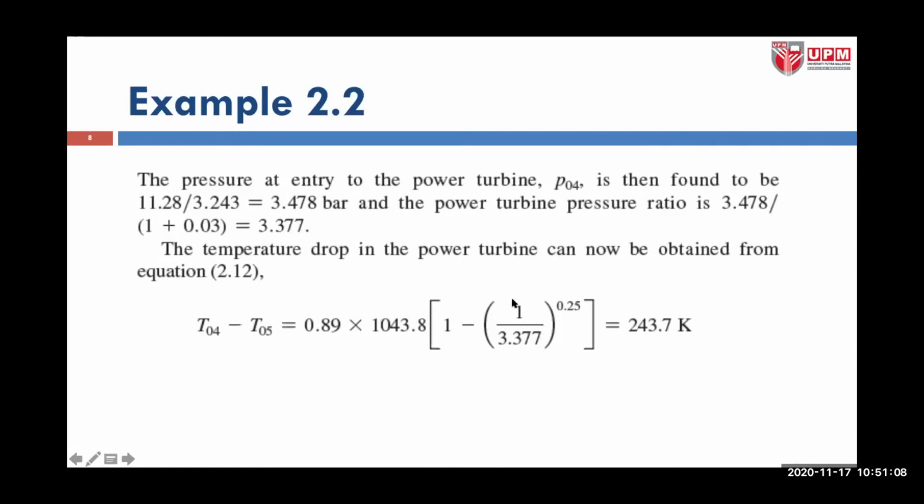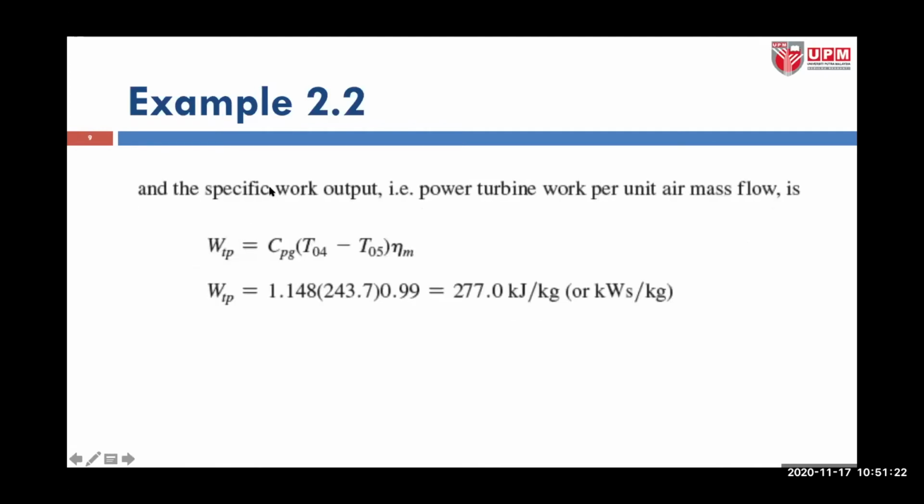The temperature drop in the power turbine can now be obtained from equation 2.12 as here, TO4 minus TO5, which is equivalent to 243.7 Kelvin, and the specific work output for the power turbine, which is equivalent to 277.0 kilojoule per kilogram.